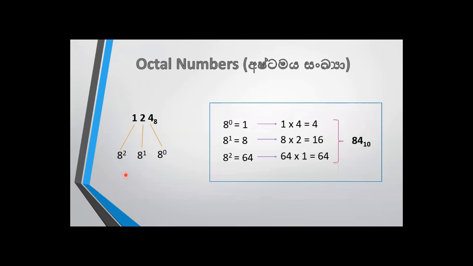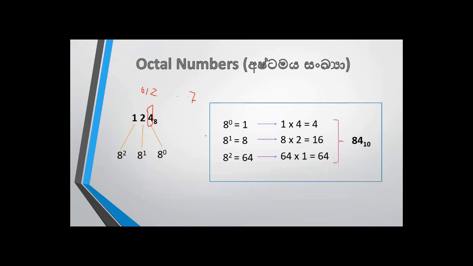Our next numbering system is octal numbers. In Sinhalese we call it Ashtama Sankhya. In this case, we represent digits in the base of 8. So here, if you take an example, 124. One particular position should have numbers from 0 to 7.